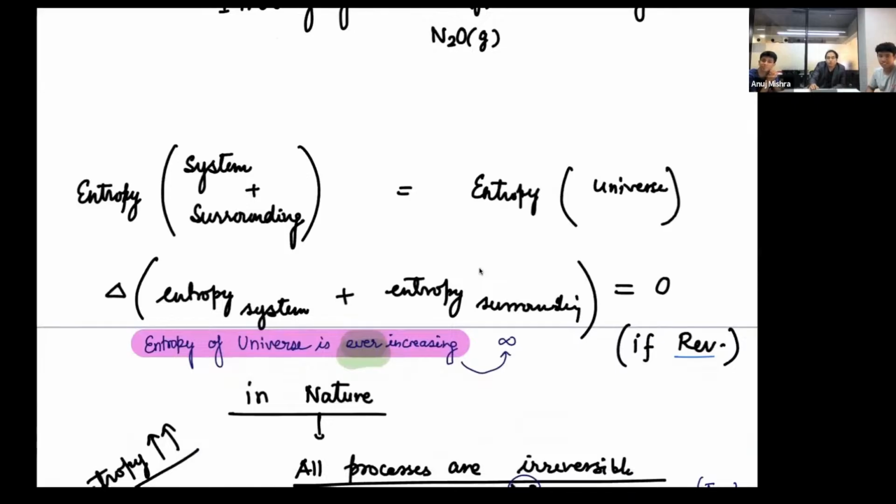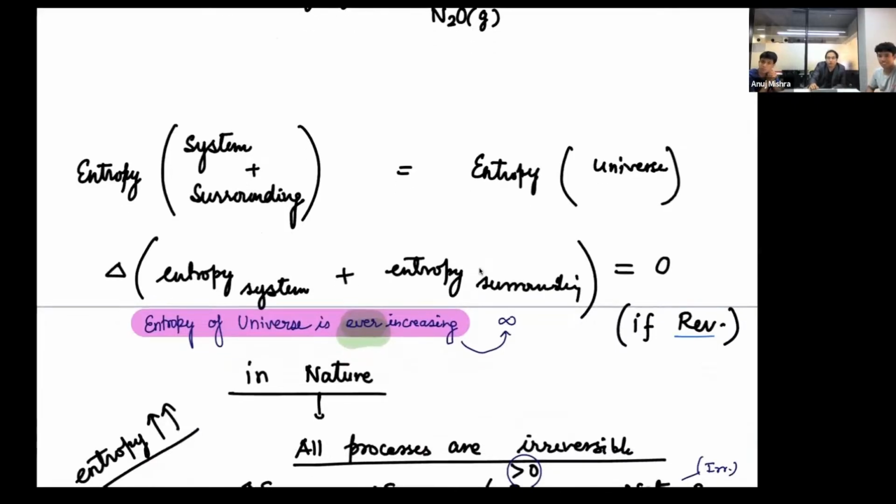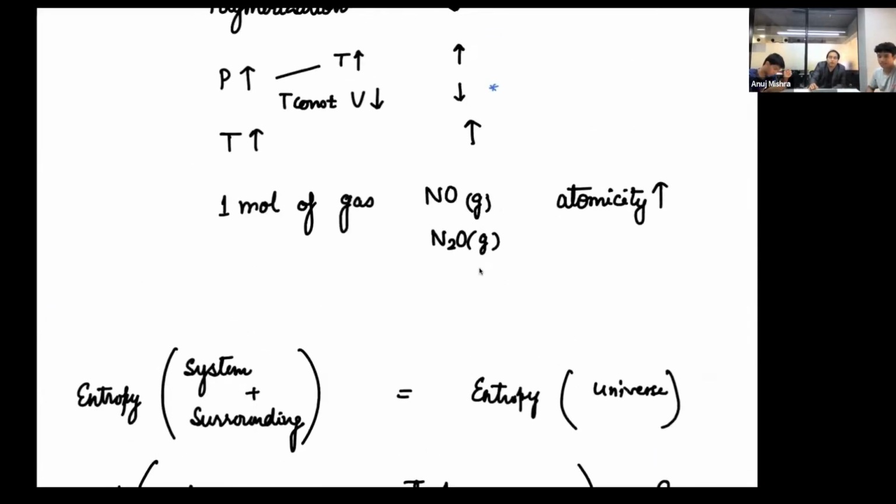So entropy of system plus entropy of surrounding is entropy of universe. Note this point. Entropy of system plus entropy of surrounding is entropy of universe. So basically, system plus surrounding is universe. Note down the point one: entropy of system plus entropy of surrounding is entropy of universe.